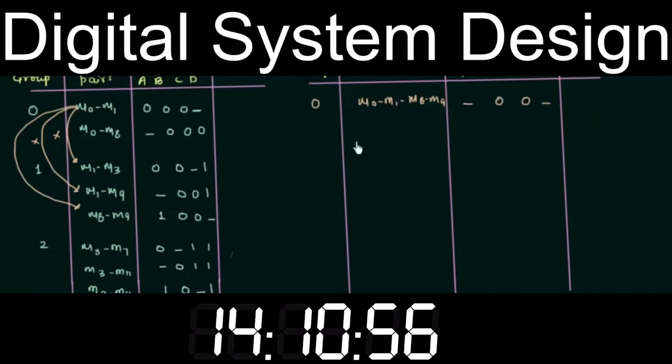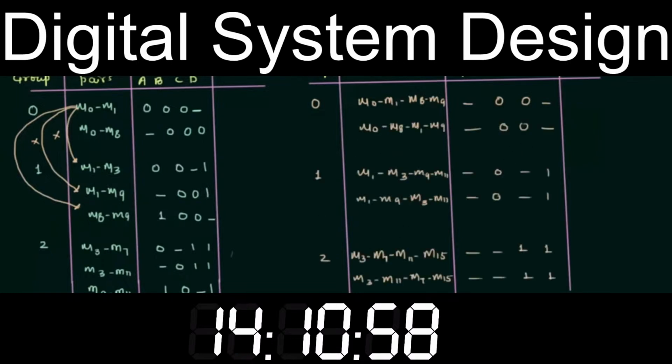In the same way you have to complete this table. I hope your table is same as this one, and don't forget to put tick mark. All the matched pairs are involved, so I will put tick mark in front of all these matched pairs.